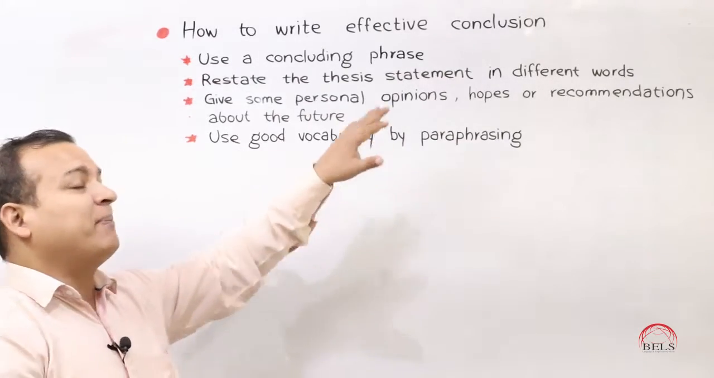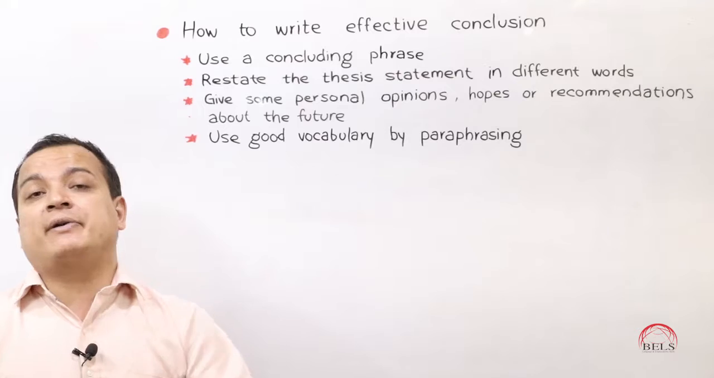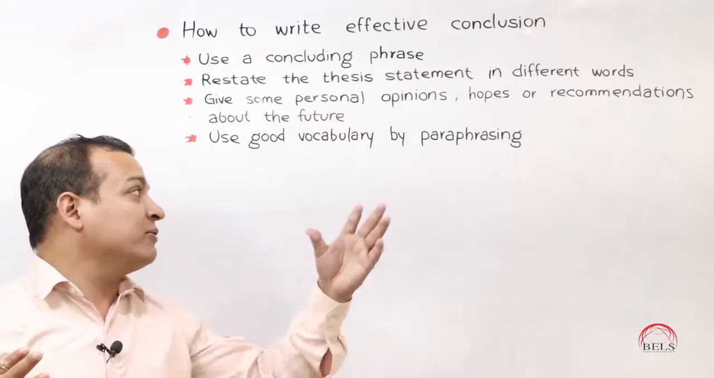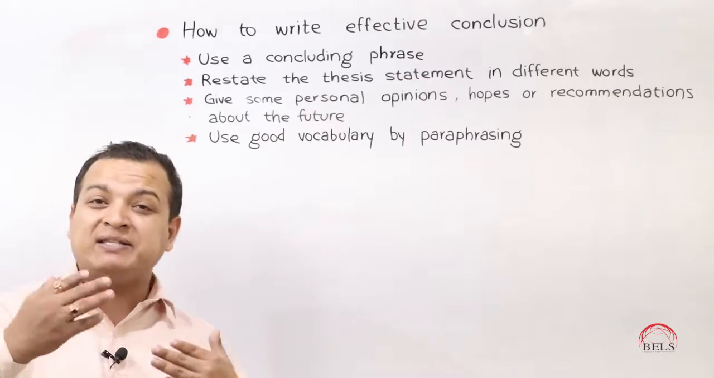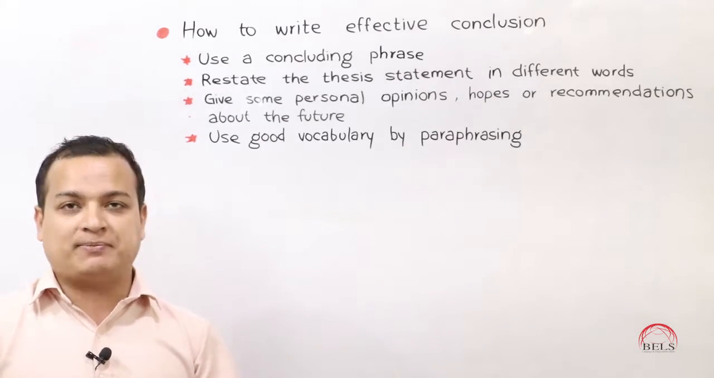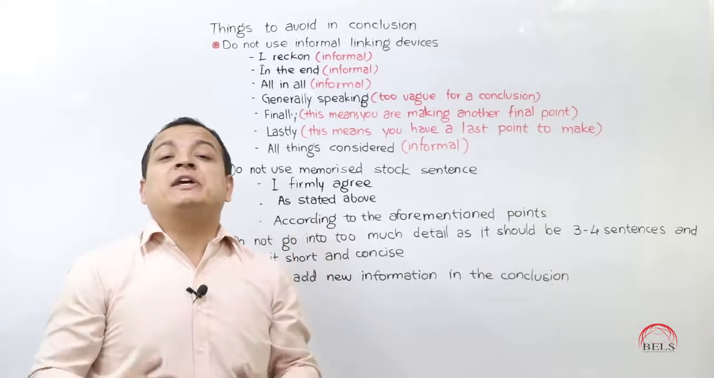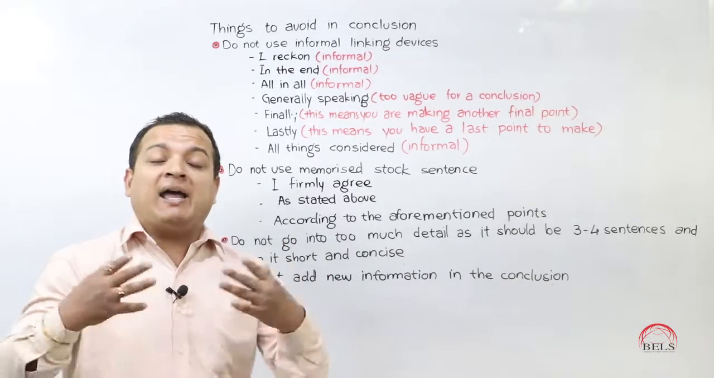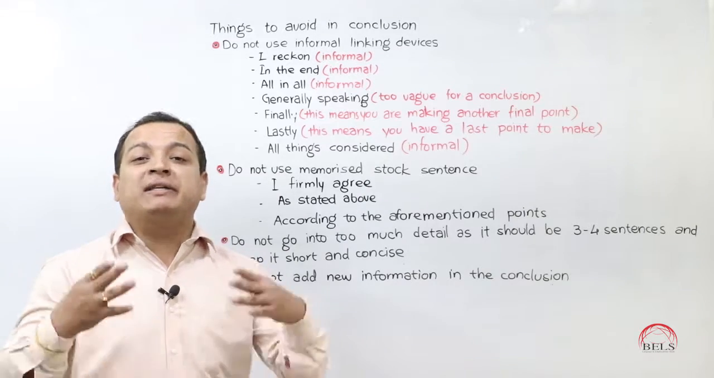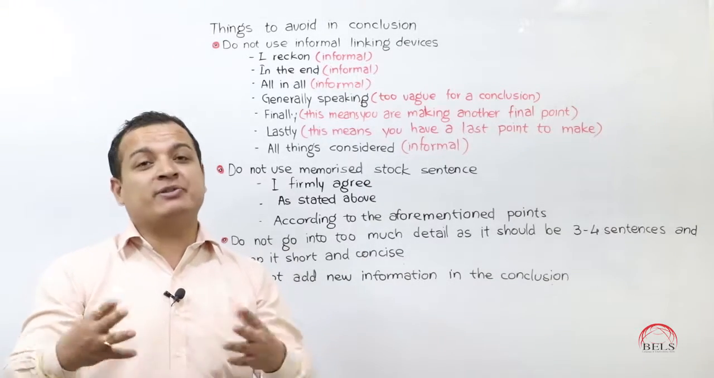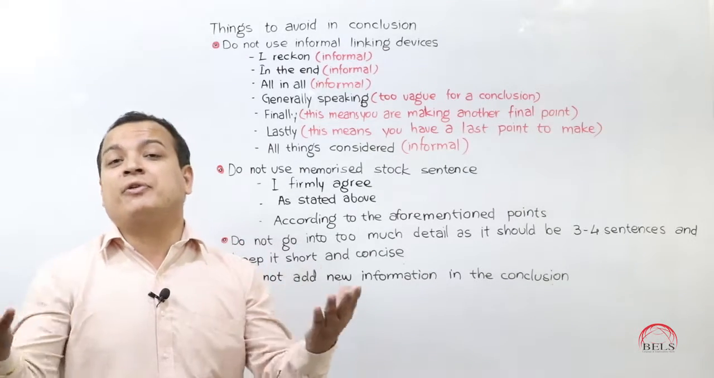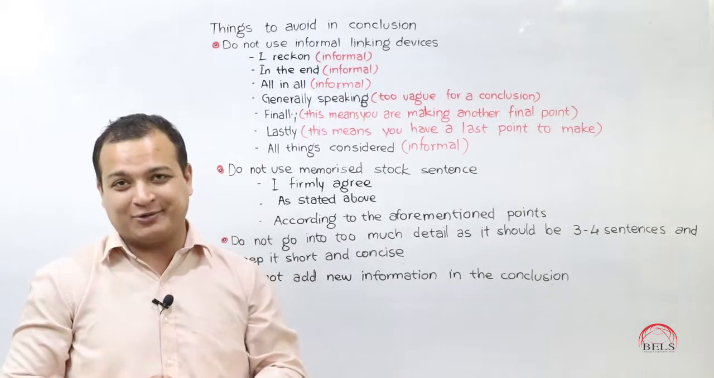Use good vocabulary by paraphrasing. I explained you earlier as well. You have to use very good vocabulary, by using paraphrasing. Paraphrasing means you can change the words into different synonyms. Let's discuss a few things which you need to avoid in the conclusion part. I have seen many students write these words, and because of that they lose their score. So I'm going to explain in this session what are the things you should avoid in the conclusion.